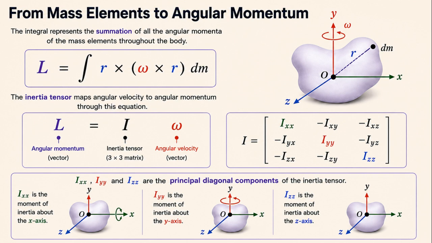Ixx is the moment of inertia about the x-axis. Iyy is the moment of inertia about the y-axis. Izz is the moment of inertia about the z-axis. Each one represents the sum of all mass elements multiplied by the square of their perpendicular distance from the corresponding axis.